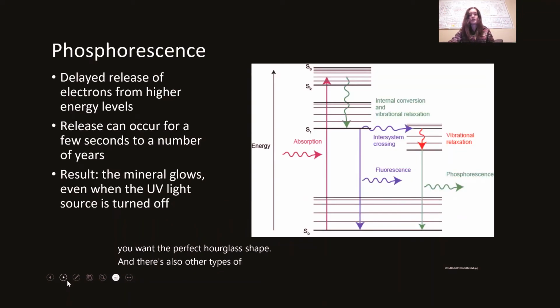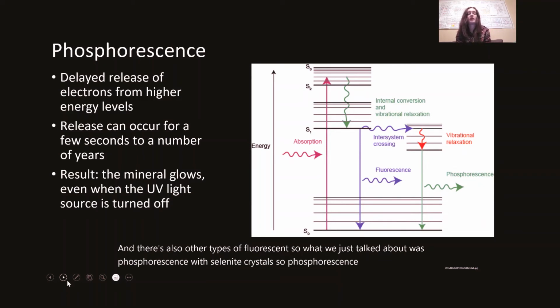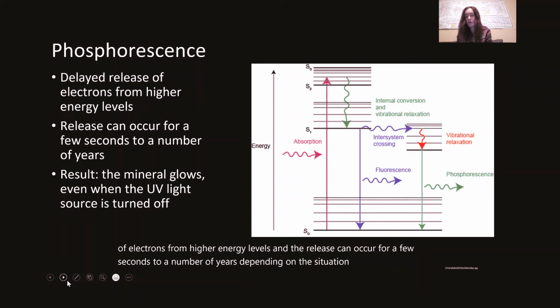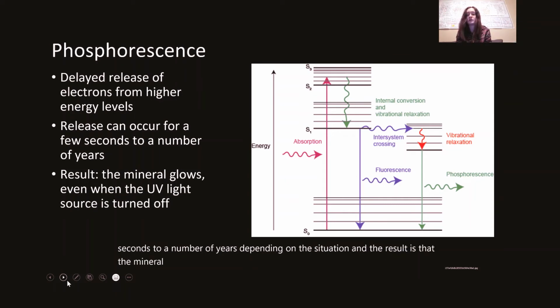So what we just talked about was phosphorescence with selenite crystals. Phosphorescence is a delayed release of electrons from higher energy levels, and the release can occur for a few seconds to a number of years, depending on the situation. And the result is that the mineral glows even when the UV light source is turned off. So we have our fluorescence that occurs.